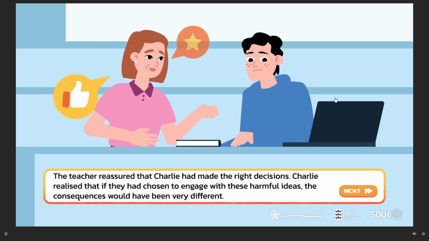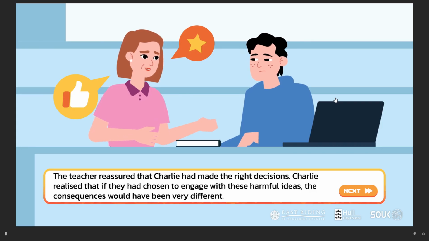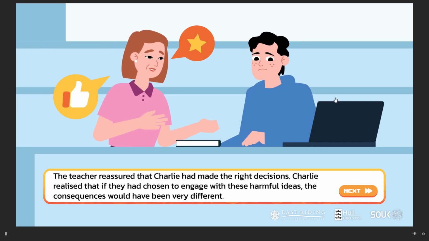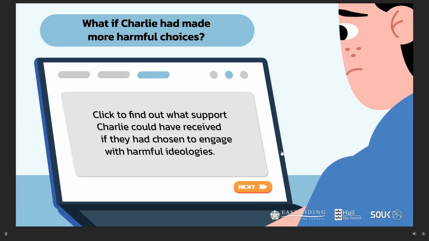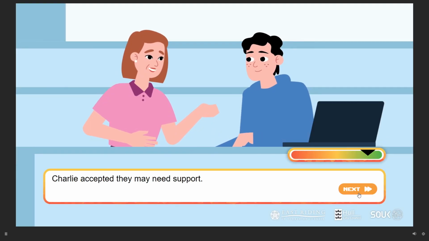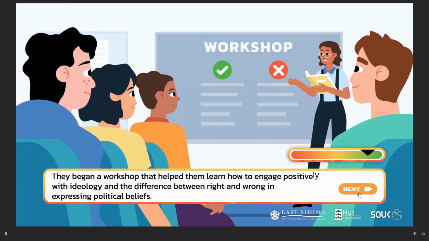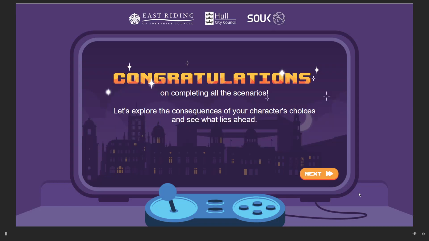The teacher reassured Charlie that they had made the right decisions. Charlie realised that if they had chosen to engage with these harmful racial ideologies, they began to accept them. So, I think I'm going to play again, because I want to get the most extreme Charlie answer, which I think is just going to be the same thing again. I have to watch their little, like, what is prevent.